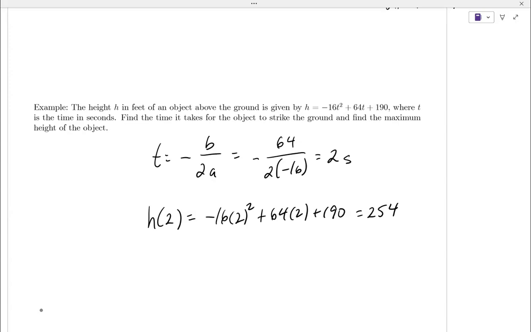All right, 254 what? What are the units? Feet, yeah, because it says the height in feet, right? So the maximum height is 250 feet. Is that okay?